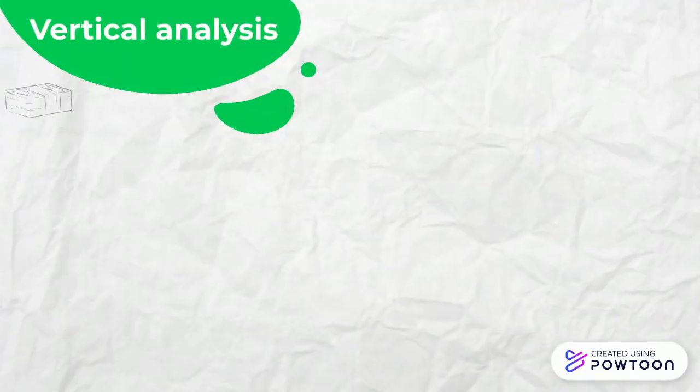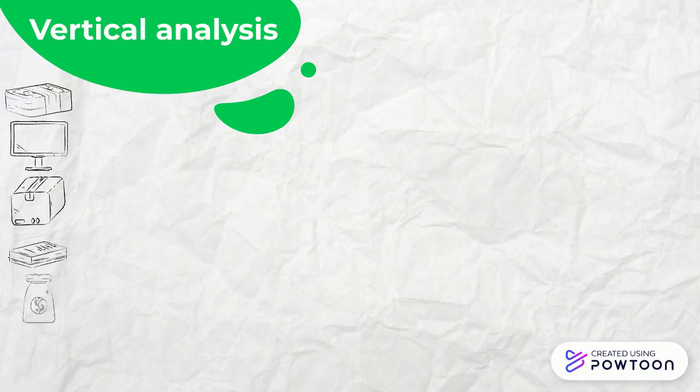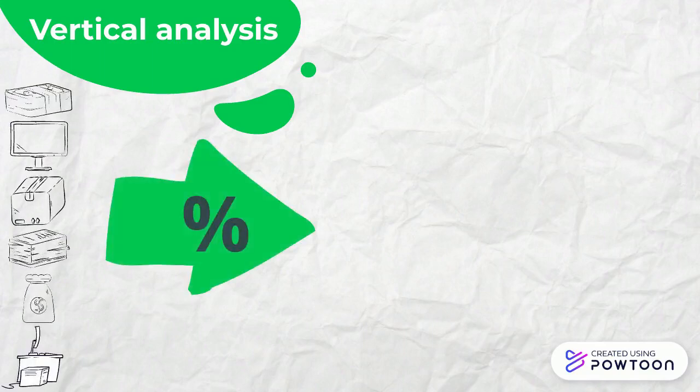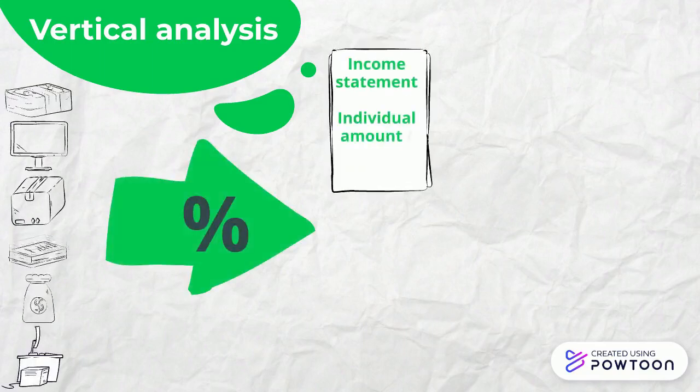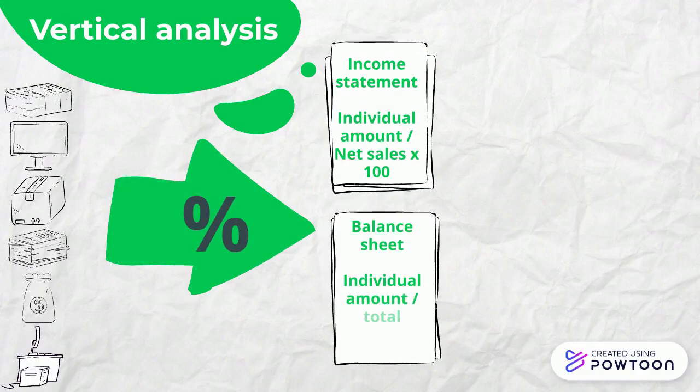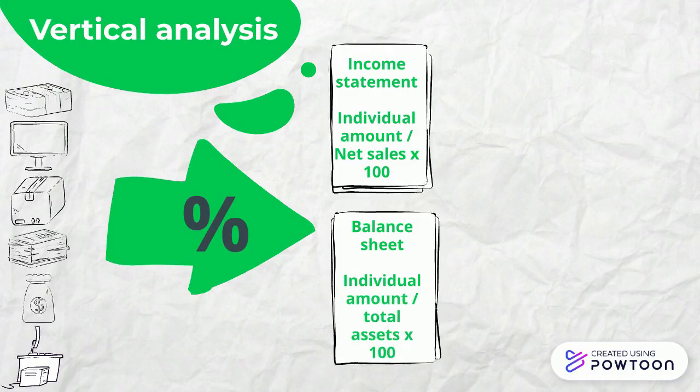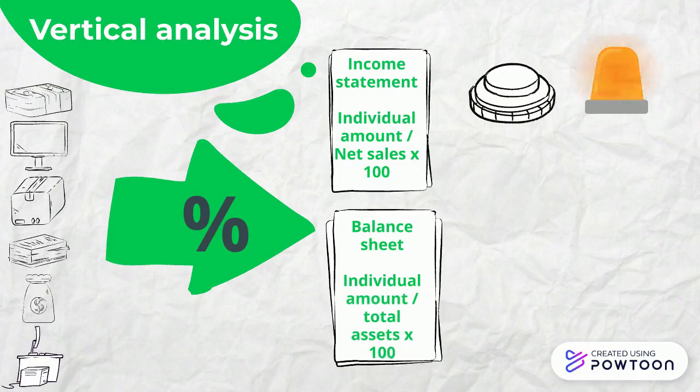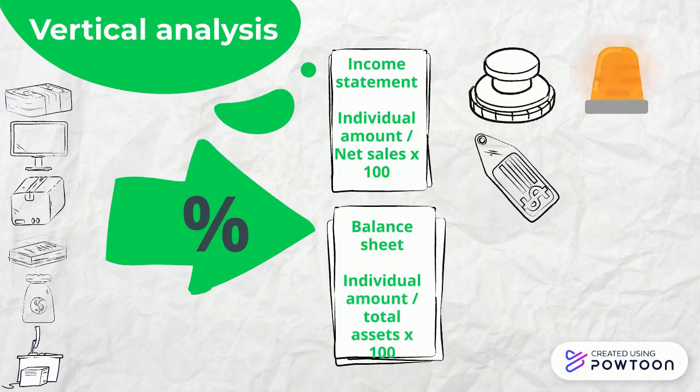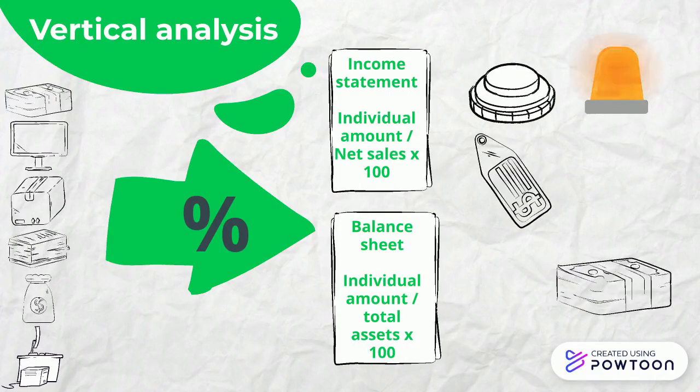Vertical analysis is a financial statement analysis where each item in the statement is shown as a percentage of base figures. Each item in the income statement is restated as a percentage of gross sales, and each item in the balance sheet as a percentage of total assets. It is calculated by dividing the individual item by the base amount and multiplying it by 100. This analysis alerts the company if cost of goods sold or other expenses appear too high when compared to sales.